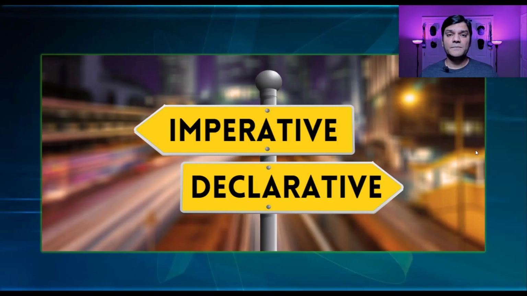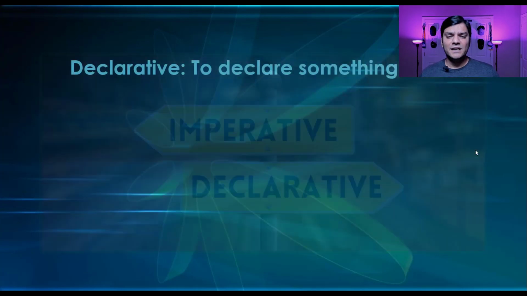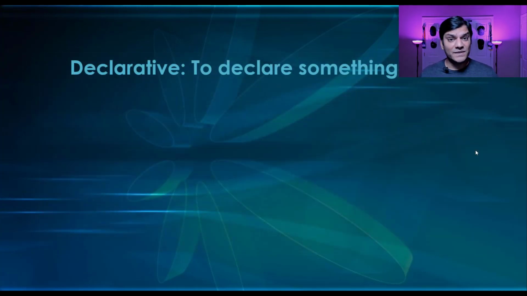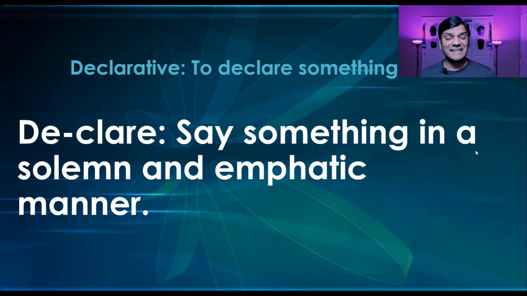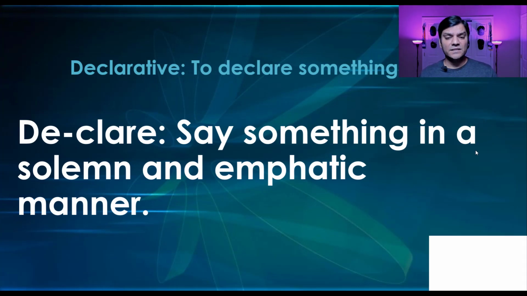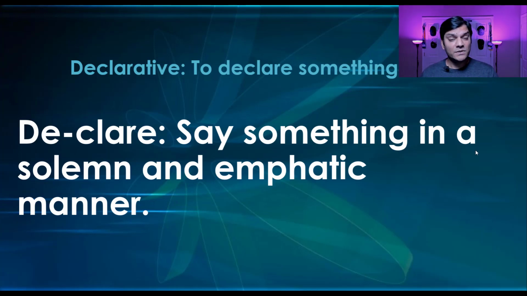So let's get started. Imperative and declarative can sometimes be considered as two opposite things, but we'll look at some examples and then we'll make the decision in the end. Declarative is to declare something, and the definition for that is declare, say something in a solemn and emphatic manner. What that basically means is that I'm going to just say what I want or need, and I'm going to say it with confidence because I really know what it is, but after that, I'm just going to declare it. I'm not going to actually tell you what to do. That's the whole meaning of declarative, to declare something.